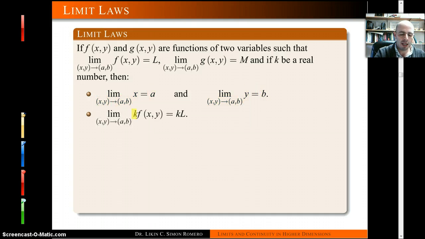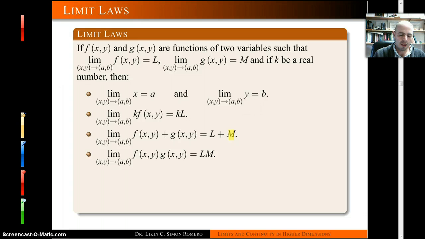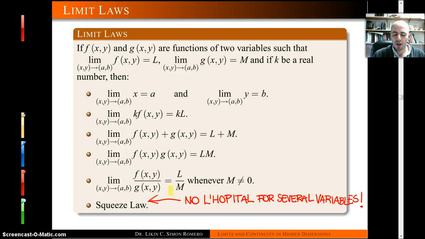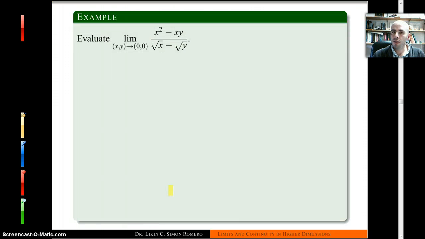The next one is that constants can go outside of the limit. The limit of the sum is the sum of the limits. The limit of the product is the product of the limits. The limit of a division is the division of the limits as long as the limit of the bottom is not equal to 0. You can also use the squeeze law if you can, and notice that there is no L'Hopital for several variables. We're going to use L'Hopital when you change a limit of two variables to a limit of one variable. Let me give you an example of how you can use the limit laws.